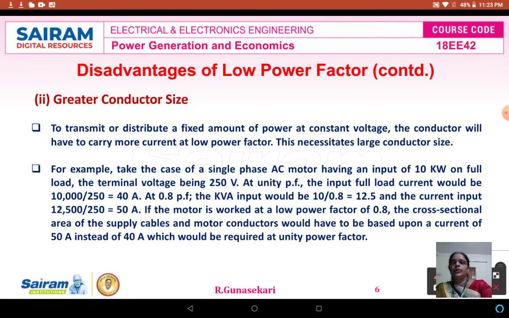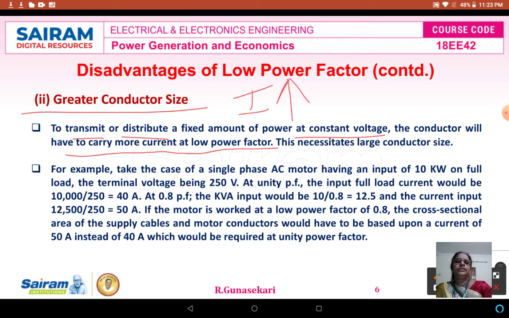The second disadvantage is greater conductor size. The conductor size is greater because to transmit or distribute a fixed amount of power at constant voltage, the conductor will have to carry more current at a low power factor. If the current is more, the conductor size also increases. So that is the greater size.